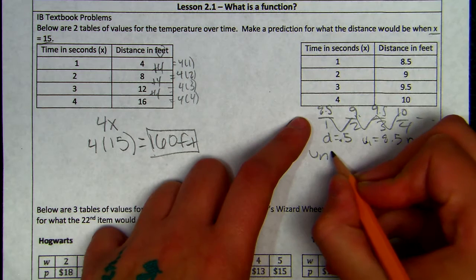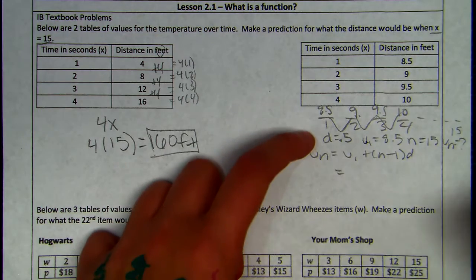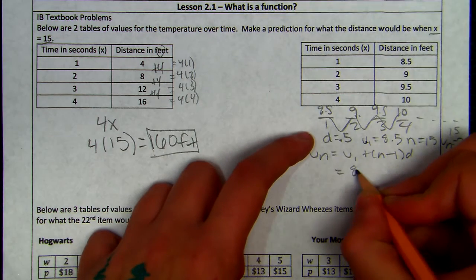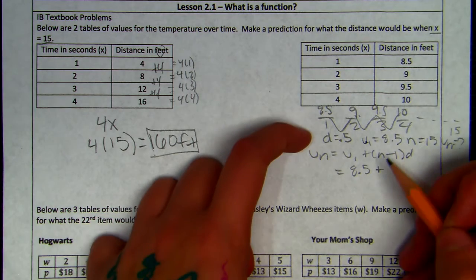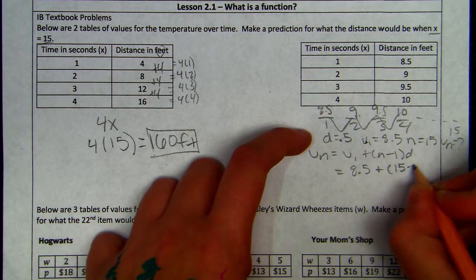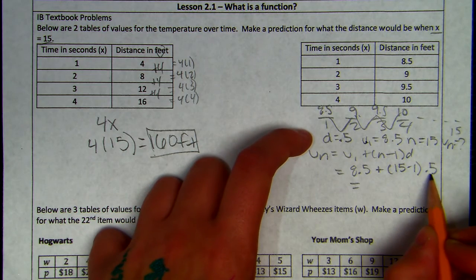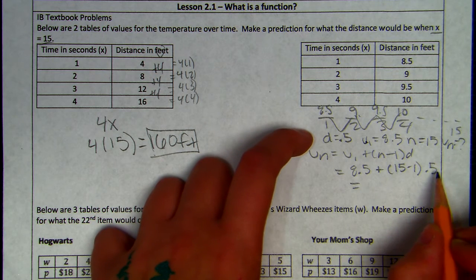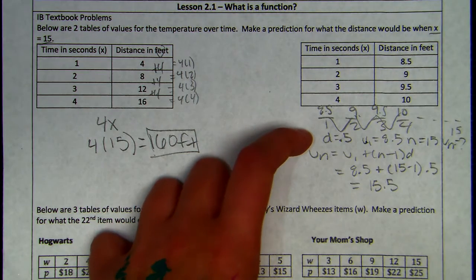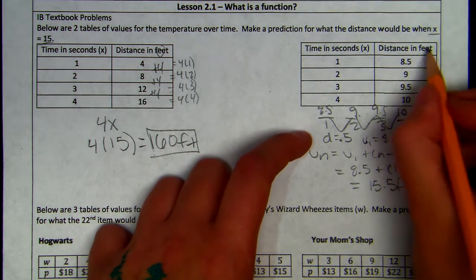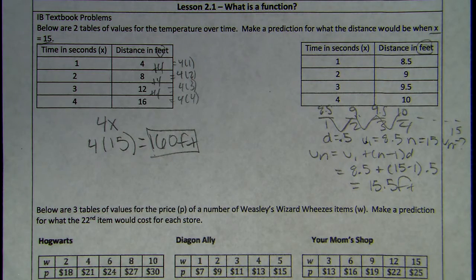So writing down my formula, un equals u1 plus n minus 1 times d, I can fill in everything. So u1, my first term, is 8.5 plus n minus 1 times d. N is going to be 15 minus 1 times my common difference of 0.5. 15 minus 1 is 14. 14 times 0.5 is 7. 7 plus 8.5 is 15.5. Once again, I'm an excellent math student, so I'm going to end up with feet. So 15.5 feet. That's a good prediction for how far it is.